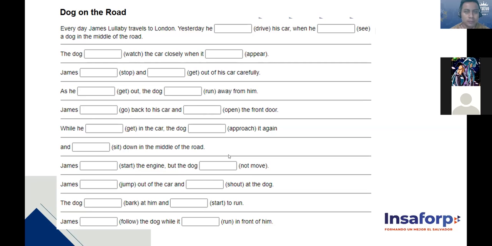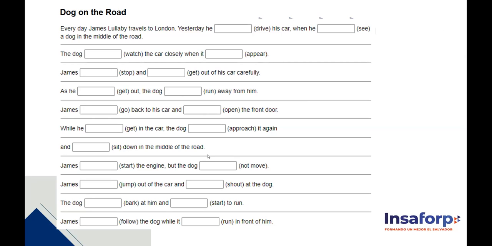Thank you, Joel. The first sentence, the whole sentence. Okay, every day, James Lullaby travels to London. Yesterday, he was driving his car when he saw a dog in the middle of the road. Thank you so much. That would be correct, exactly. Driving and so. Emma, what about the next one?